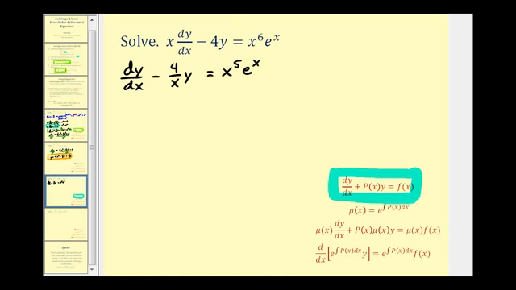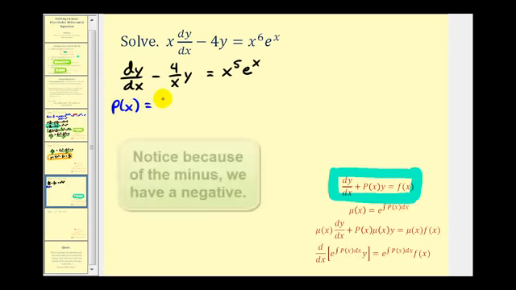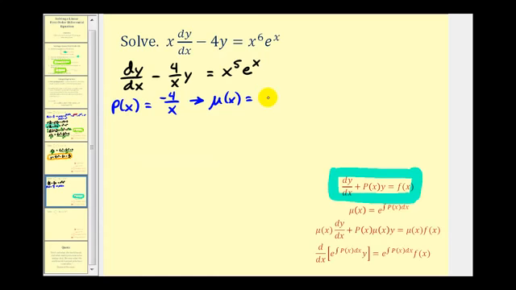Next step, we want to identify our function p of x, which is being multiplied by y. So p of x is equal to negative 4 divided by x. So now we can find our integrating factor, mu of x. It's going to be equal to e raised to the power of the integral of p of x dx. We'll go ahead and factor out the negative 4. So we'll have negative 4 times the integral of 1 over x dx.